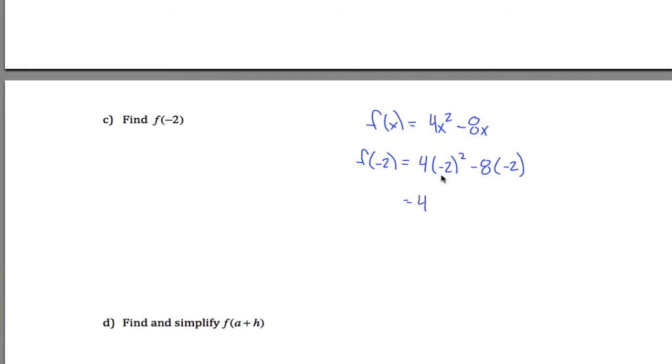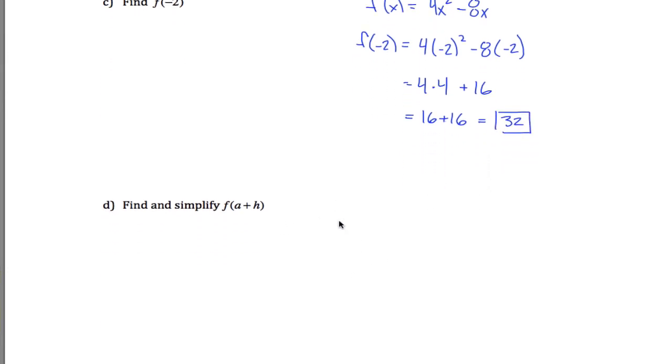Be a little bit careful here. Negative 2 squared is positive 4, so it's 4 times 4. And then negative 8 times negative 2 is positive 16. So what I get here is 16 plus 16, in other words, 32.